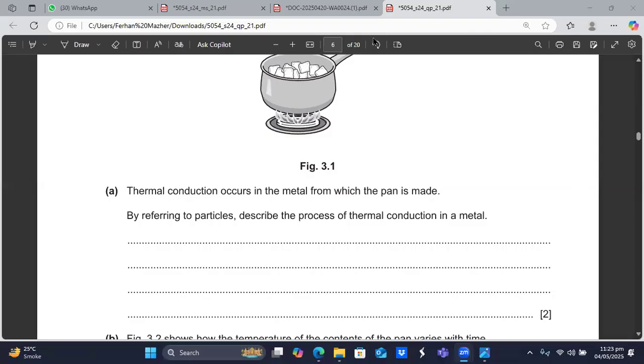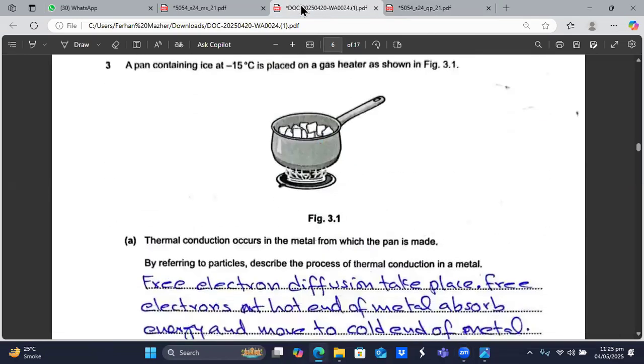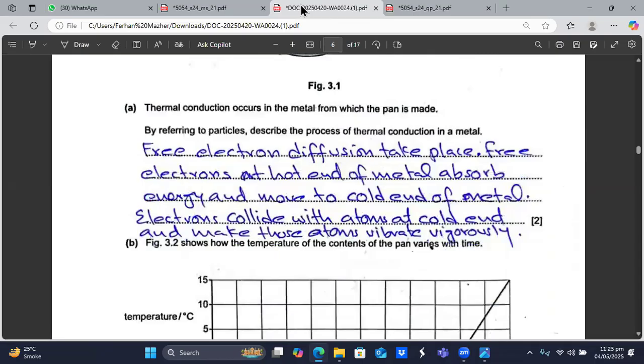Okay, so let's check the answer written. Free electron diffusion takes place. That process in which the electrons move is called free electron diffusion. So free electron diffusion takes place, and free electrons at the hot end of the metal absorb energy and move to the cold end of the metal. Electrons collide with the atoms of the cold end and make those atoms vibrate vigorously.